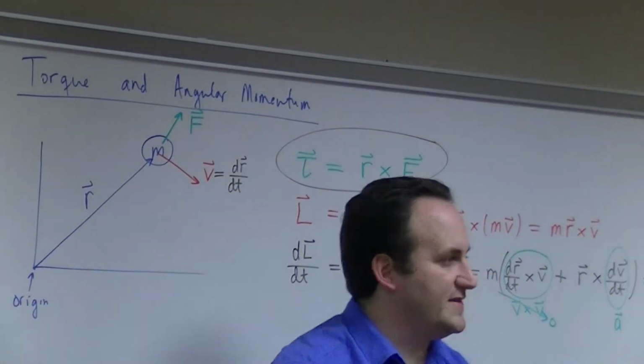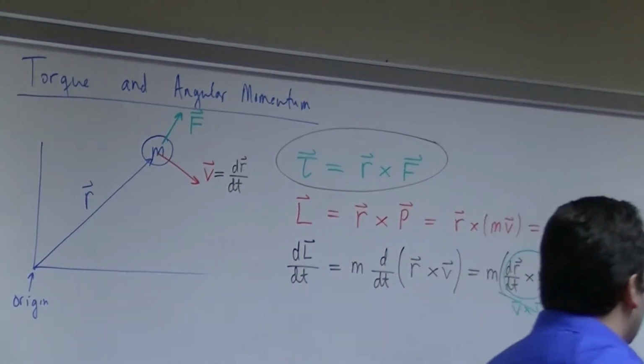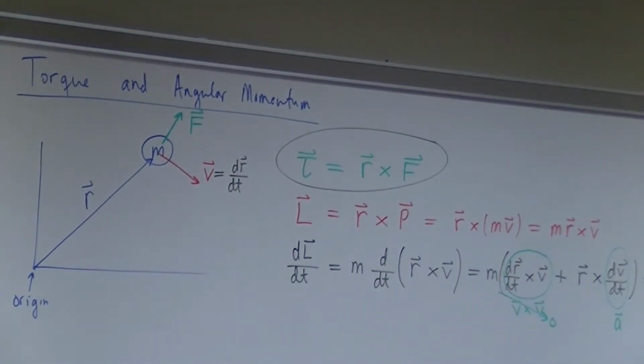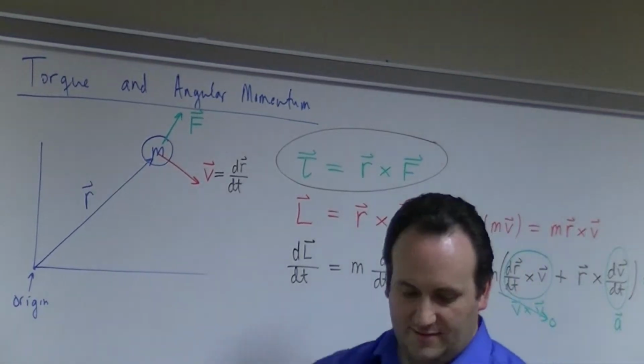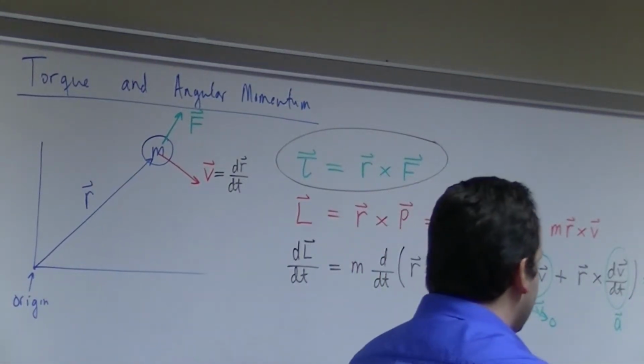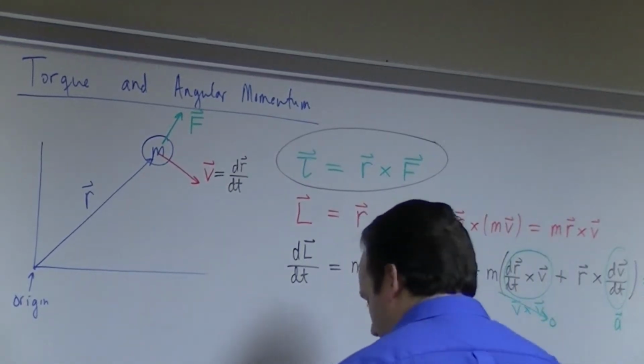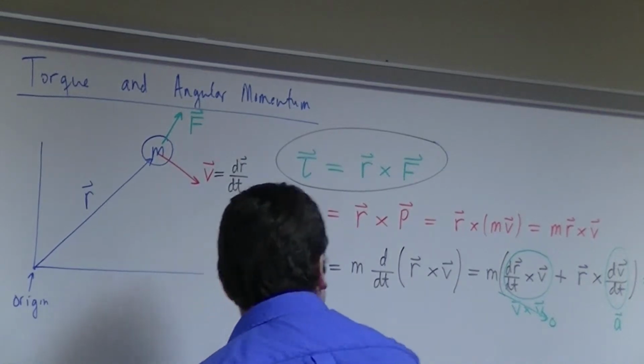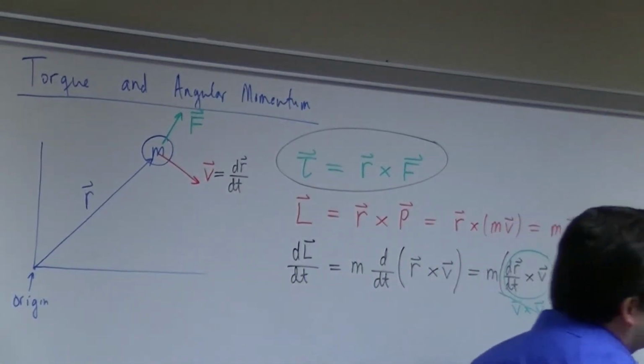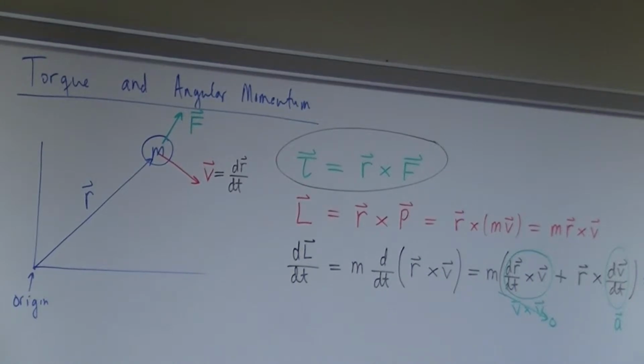So in particular, what happens if the torque is zero? Well, then dL/dt is equal to 0. What does that mean? R and F could be in the same direction. It could be they're in opposite directions. It could be one of them is 0. So those things can happen.